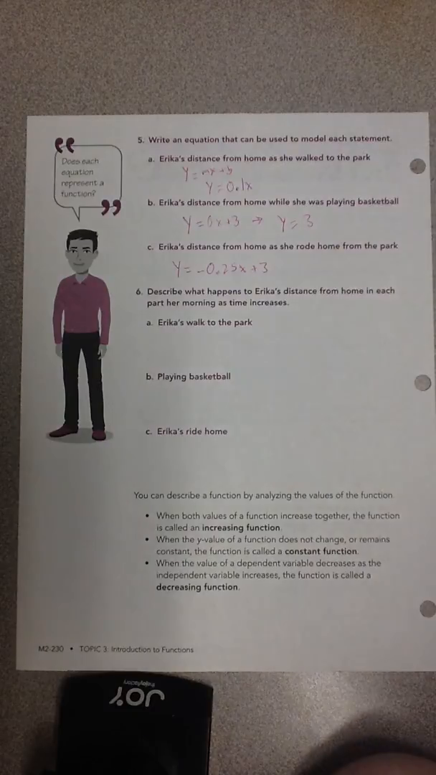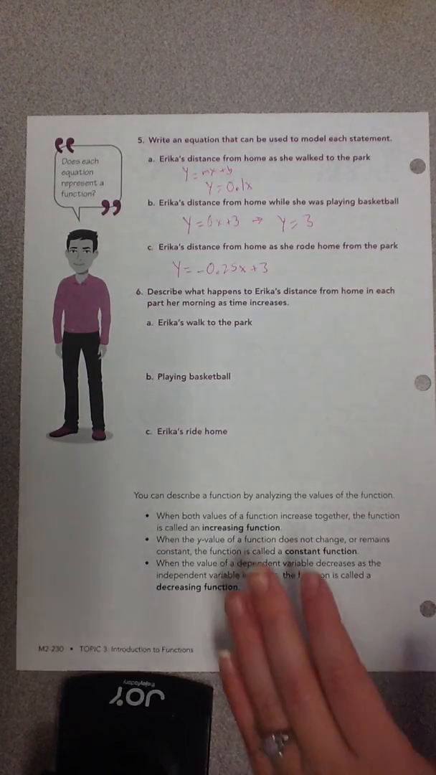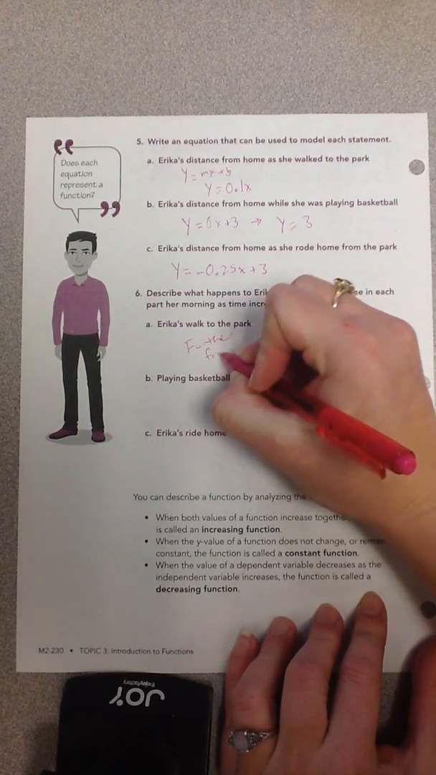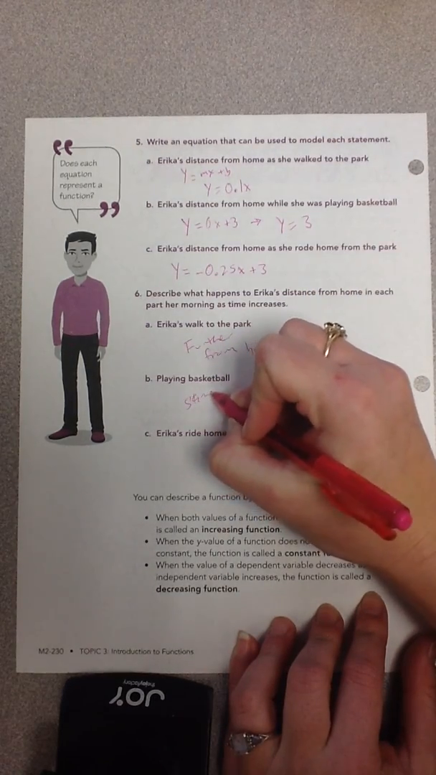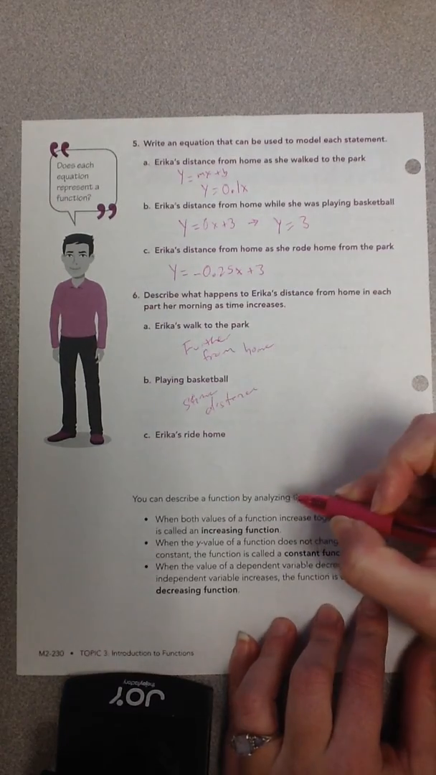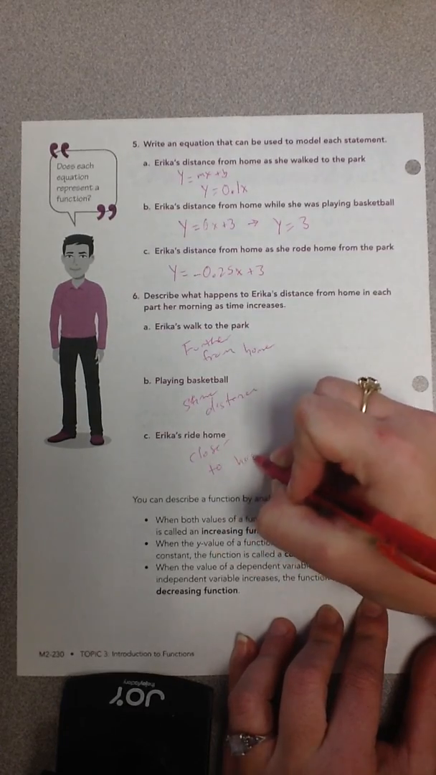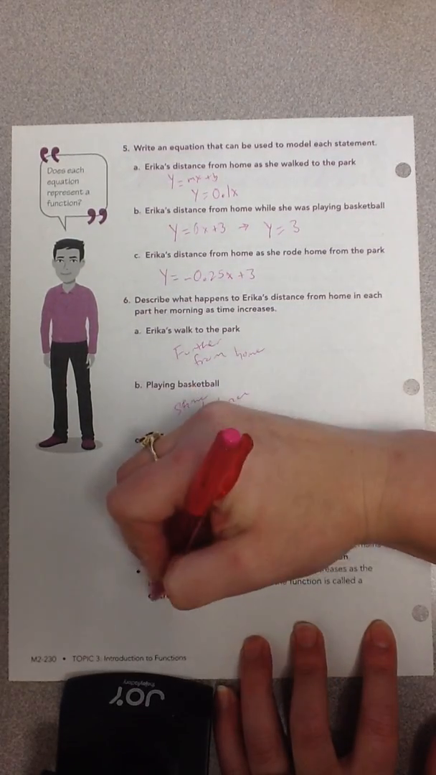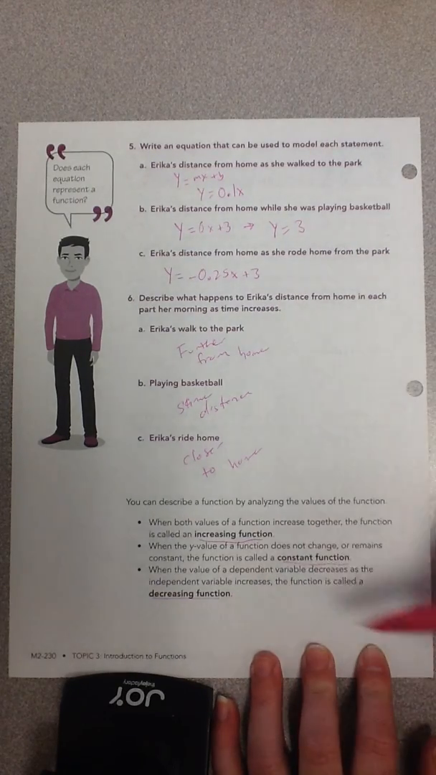Describe what happens to Erica's distance from home in each part of her morning as time increases. So as time's going along, is she getting further away from home or closer to home? So walk to the park, further from home. Playing basketball is the same distance. And then the ride home, she's closing that distance. She's getting closer to home. And then down here, you have those definitions of the increasing function, constant, or decreasing, which is kind of what we were talking about, where you're getting further from home, it's staying constant, and then it's decreasing back down.